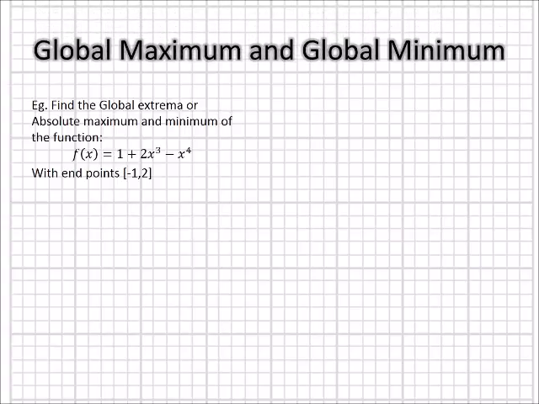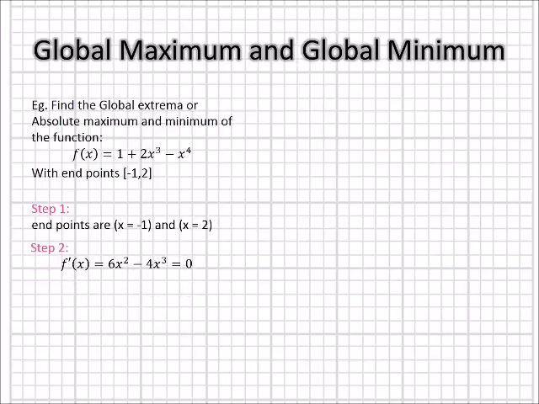So now we'll work through an example to fully grasp the concept. We are going to find the global extrema, or absolute minimum and maximum, of the function 1 plus 2x to the power of 3 minus x to the power of 4, with endpoints -1 and 2. So the first step is to locate the endpoints. Well, they've already been given in the question, so the endpoints are x equals -1 and x equals 2.